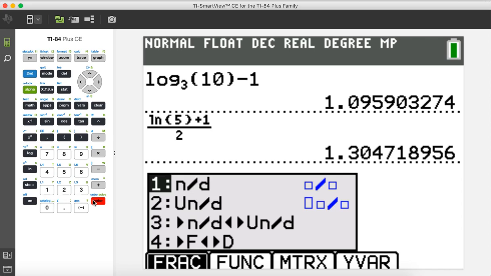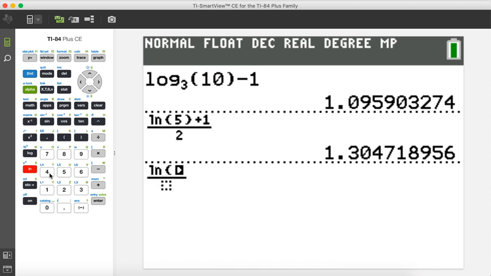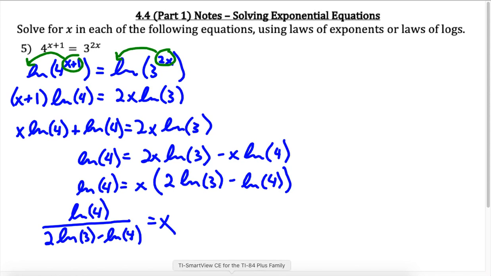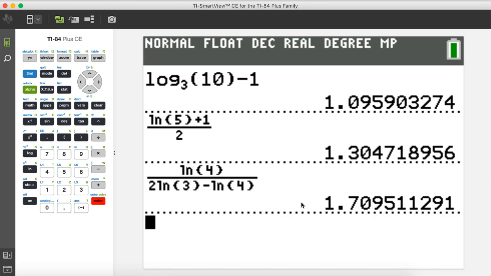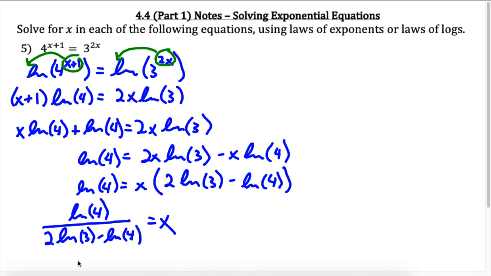So natural log of 4 over 2 natural log of 3 minus natural log of 4. So 1.710 if we go to 3 decimal places.